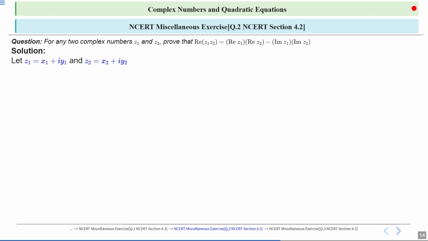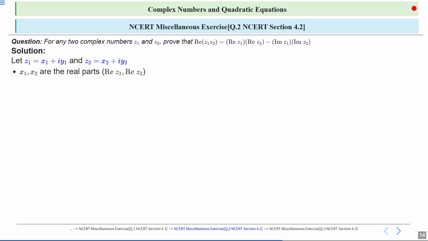So first of all, let's define our two complex numbers. We will let Z1 equals x1 plus iota times y1 and Z2 equals x2 plus iota times y2. Here x1 and x2 are the real parts and y1 and y2 are the imaginary parts of Z1 and Z2 respectively.